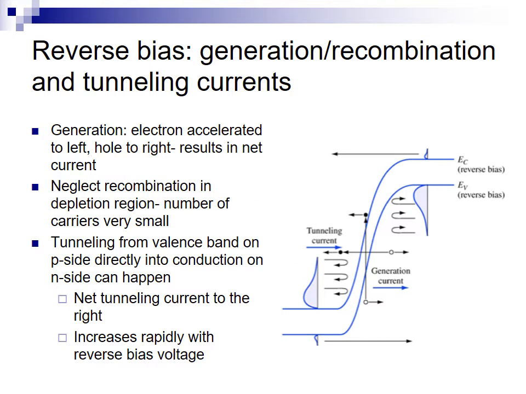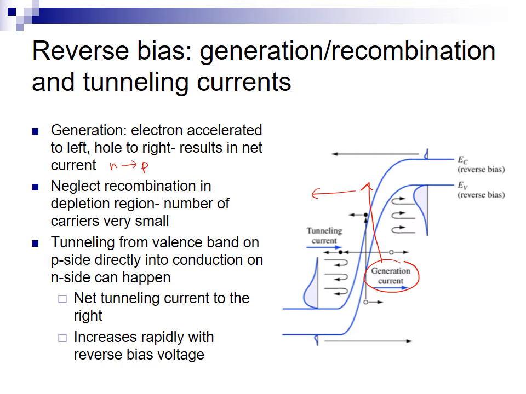Generation also happens under reverse bias. Electrons from the valence band in the P side are generated and swept to the N side, which produces a generation current from N to P. Recombination only happens in a very small number, thus the recombination current can be neglected.